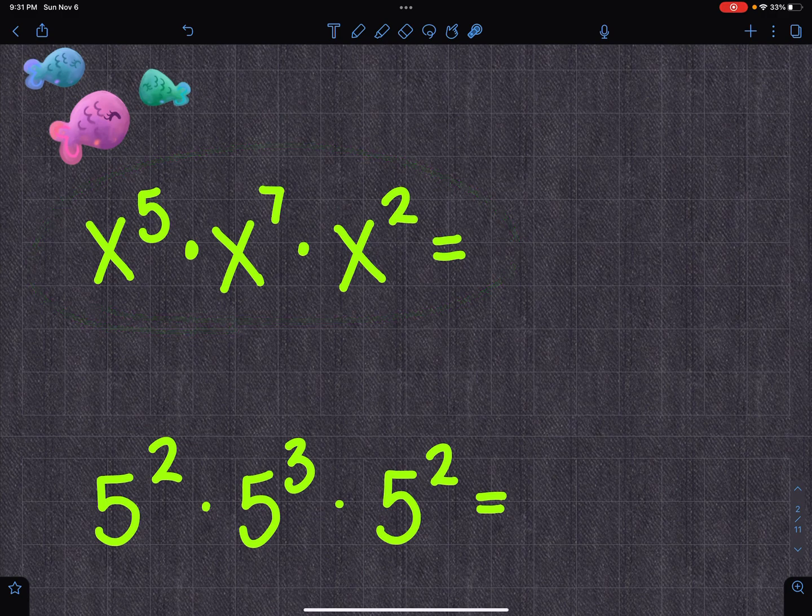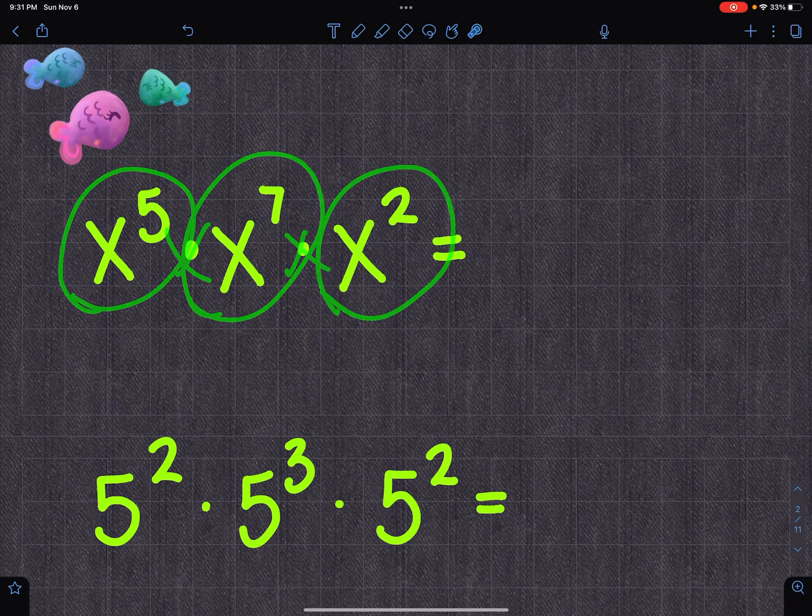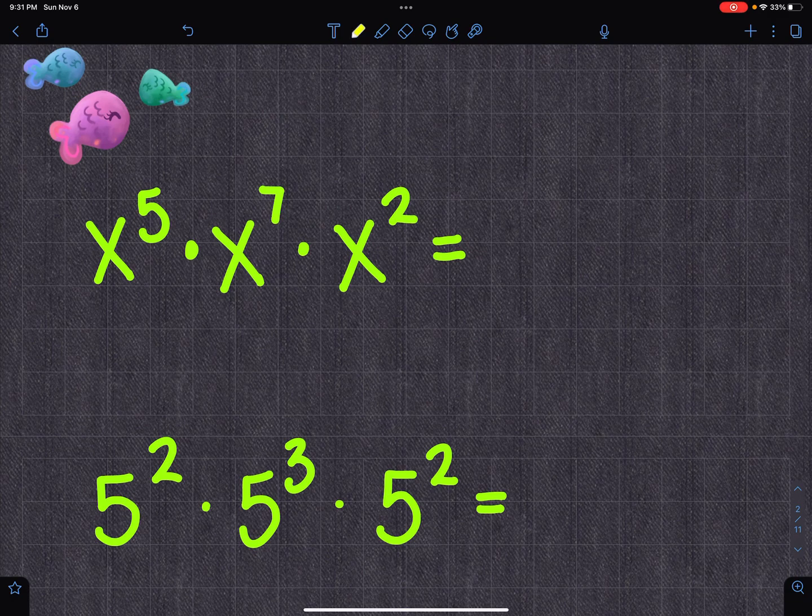You're multiplying x to the 5th times x to the 7th times x to the 2nd power, or x squared. All you have to do to figure that out, because there's a couple things that have to be there for this rule to apply. You have to be multiplying these things together, so you have to have a multiplication sign here, either a dot or an x. The other thing is the bases have to be the same. These bases are the same because they're all x's. So since they're all x's, and since you're multiplying them together, this becomes so easy.